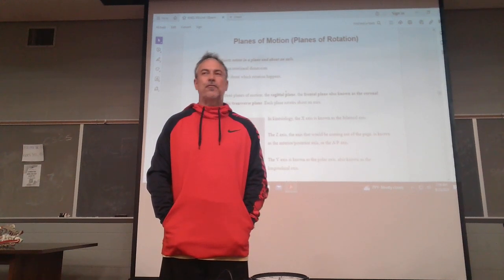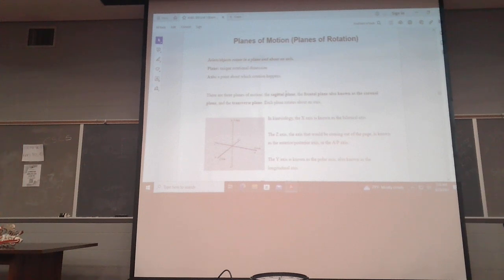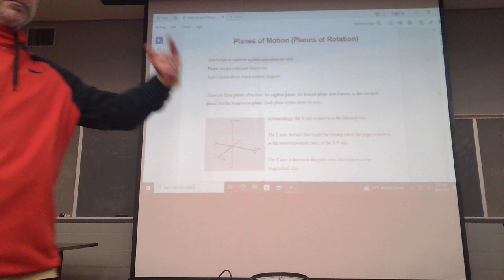It's so fast and loose. It's so easy to get confused because planes and axes in our world of human movement involve rotations, involve spins.